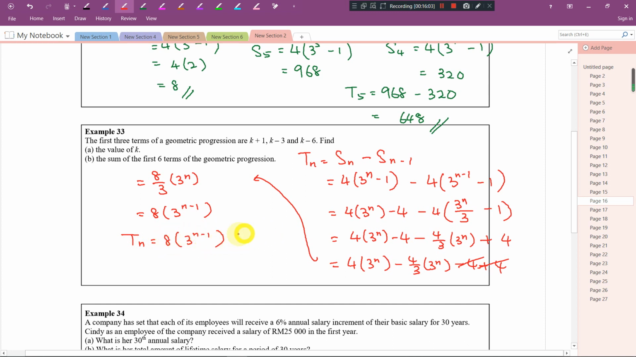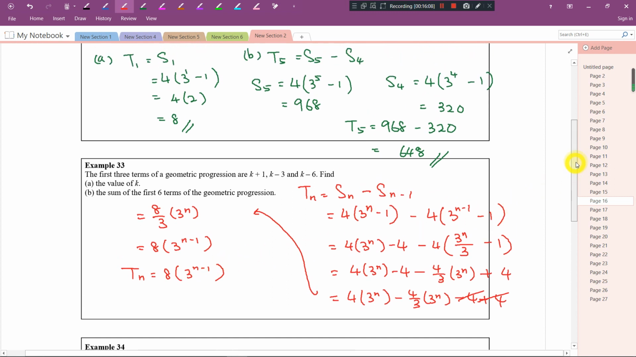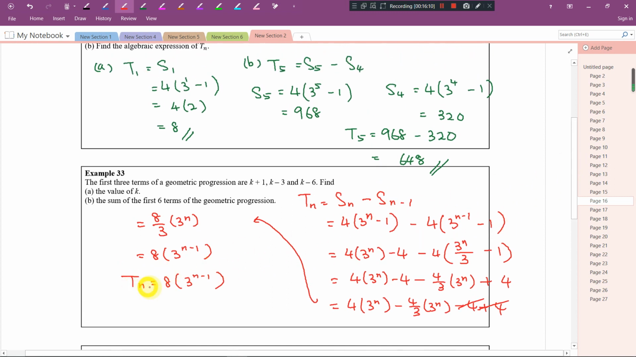If we want to test whether this answer is correct or not, we can do it this way. Since I know Tn is equal to this, how about T1? I plug in 1 over here to see whether I can get 8 or not. T1 is 8 times 3^(1 minus 1). 3 raised to the power of 0 is equal to 1, and 8 times 1 gives you 8. Okay, correct.